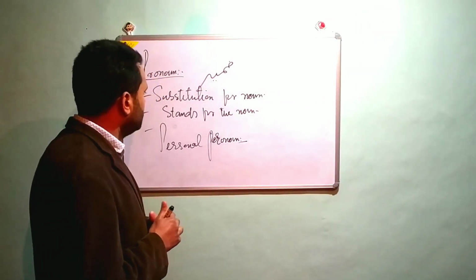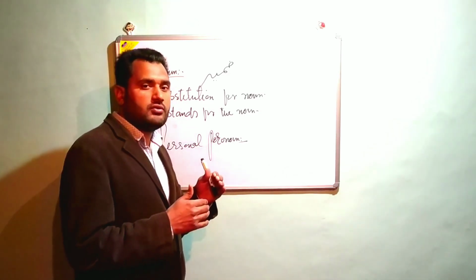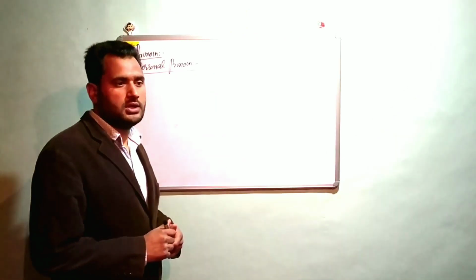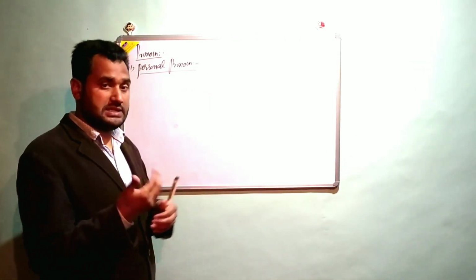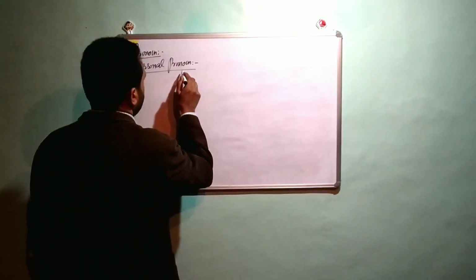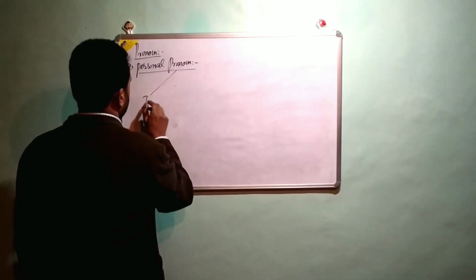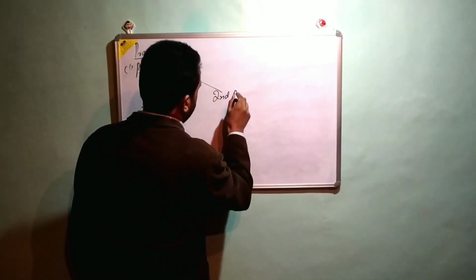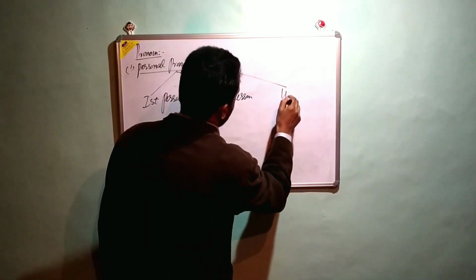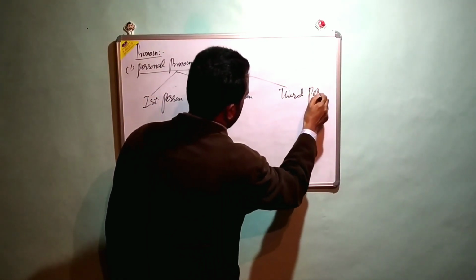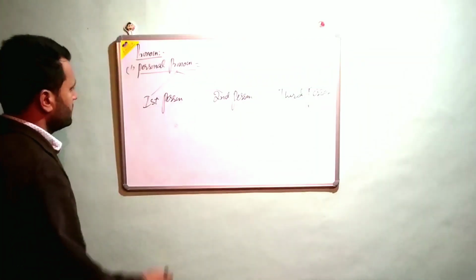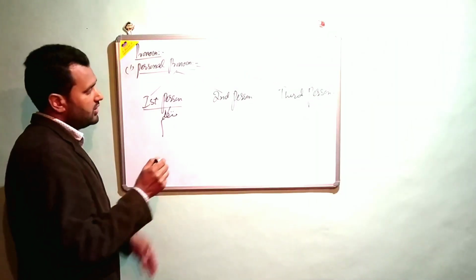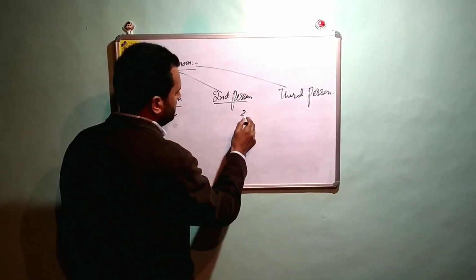So far as the classification of personal pronoun is concerned, personal pronoun has three types: first person, second person, and third person. In Urdu, the first is called mutaqallim, that means the one who speaks. The second is called mukhatib, the one who is addressed.